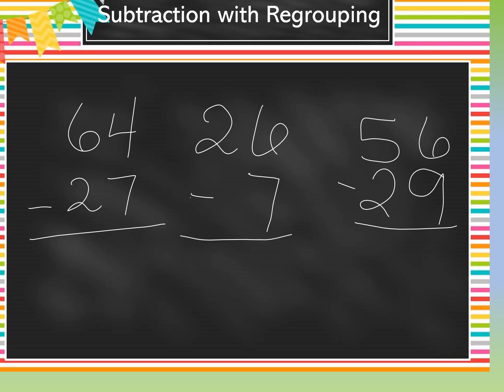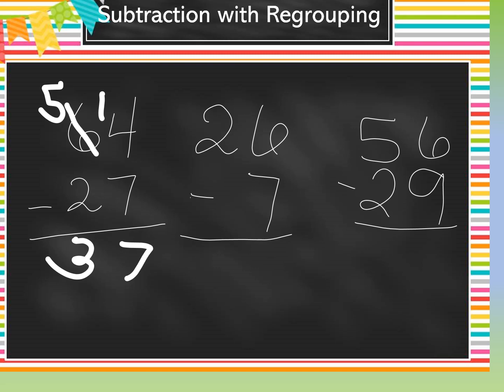The first thing we need to do is our ones column. 4 minus 7. We can't do it, so we'll have to borrow from the 6 tens and make our number 14. And 14 minus 7 equals, turn and tell your partner, 7. Then we go to our tens column. 5 minus 2 equals, turn and tell your partner, 3. Our answer is 37.